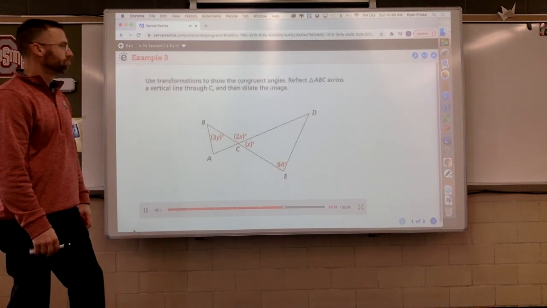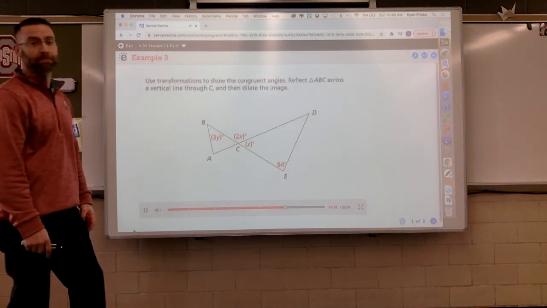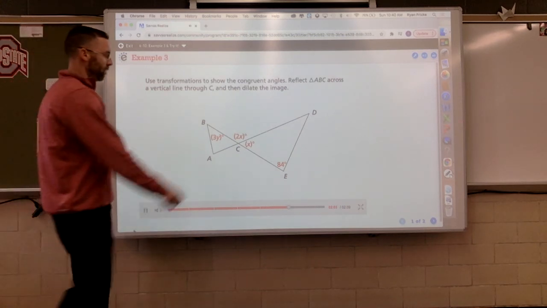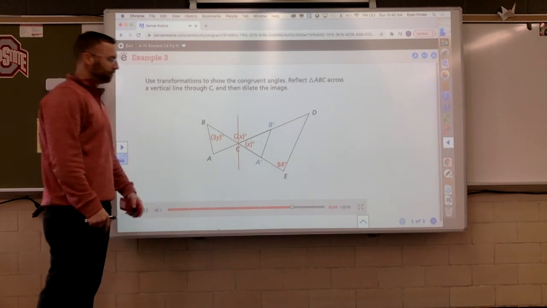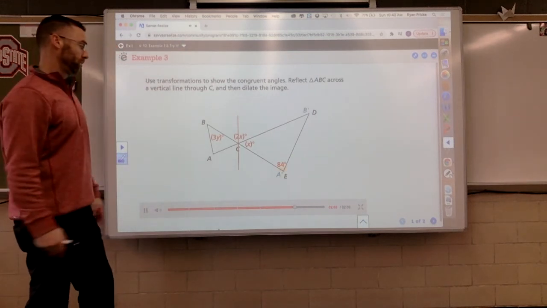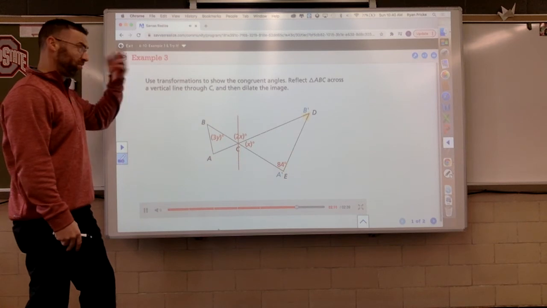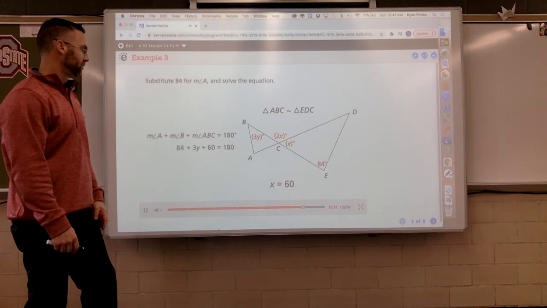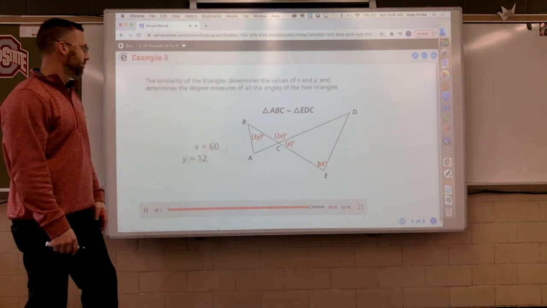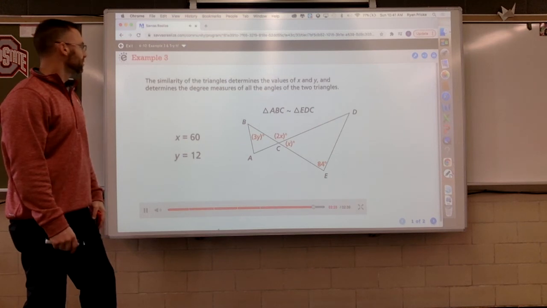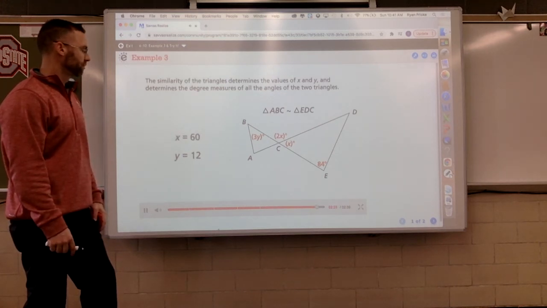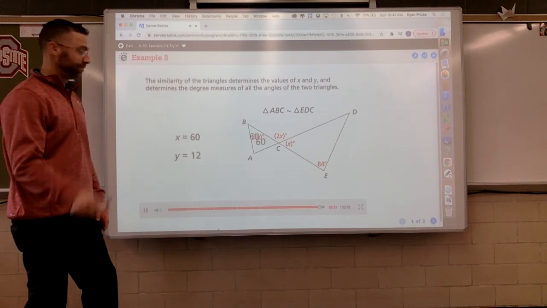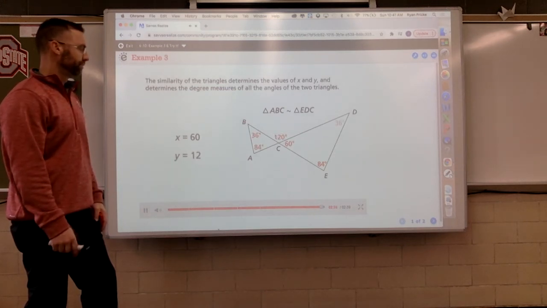We can also use transformations to show the congruent angles. We could reflect triangle ABC across a vertical line through point C. Then dilate the image. Angle A maps to angle E, and angle B maps to angle D. So substitute 84 for the measure of angle A. Solve the equation to find that y equals 12. As we've seen, the similarity of the triangles determines that x equals 60 and that y equals 12, and it determines the degree measures of all the angles of the two triangles.